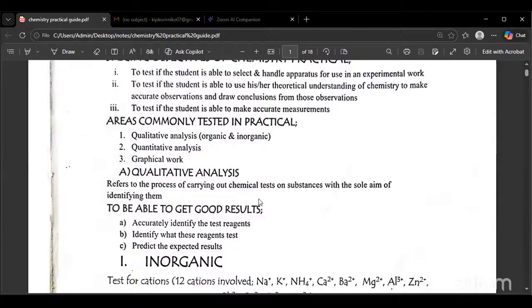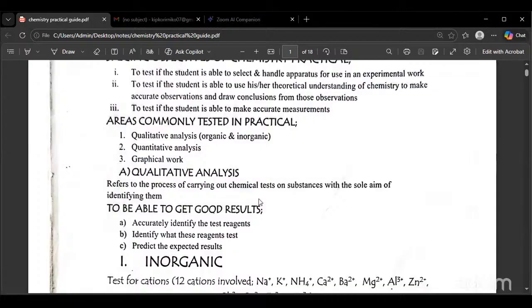So it refers to carrying out chemical studies on substances with the sole aim of identifying them. So qualitative analysis, we want to identify what these ones are. We are given something we do not know. So to be able to identify them or to get good results, one, you accurately identify the test reagents. If you mess up in the test reagents, for example, wamekwambia tumia potassium manganate 7, and then you decide to use bromine water, most probably you will lose the answer.